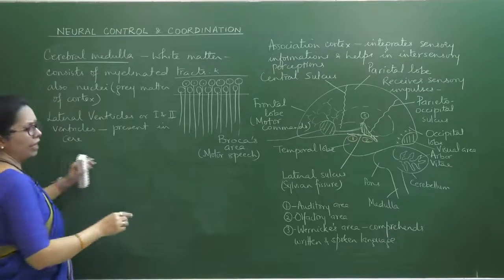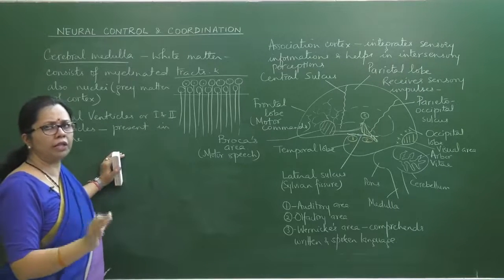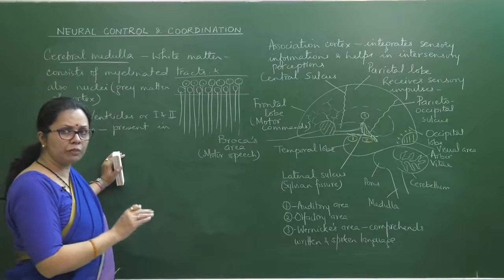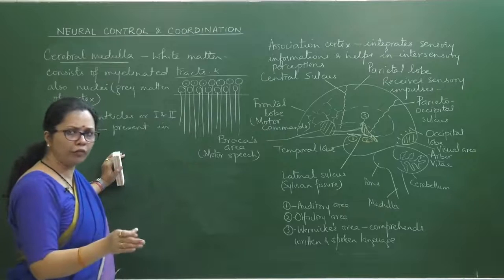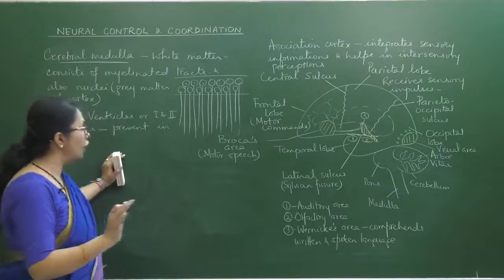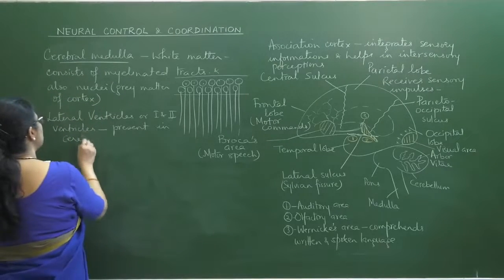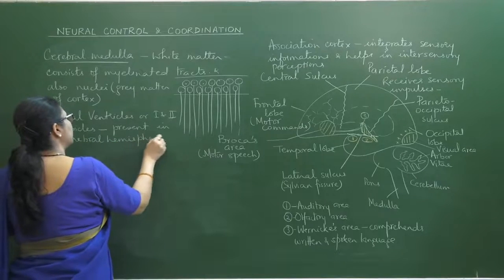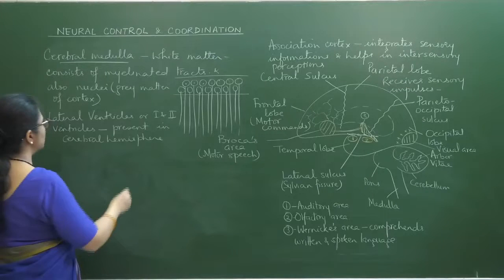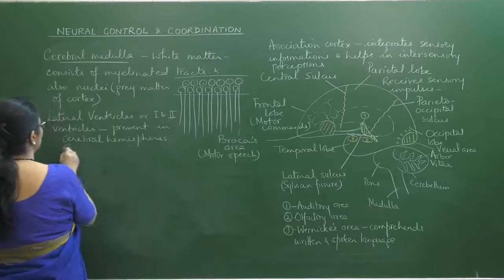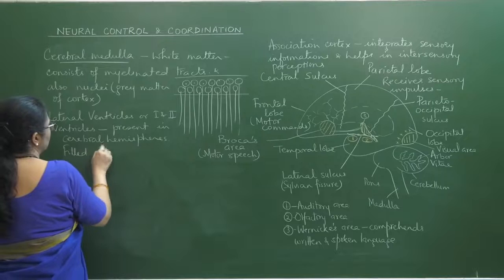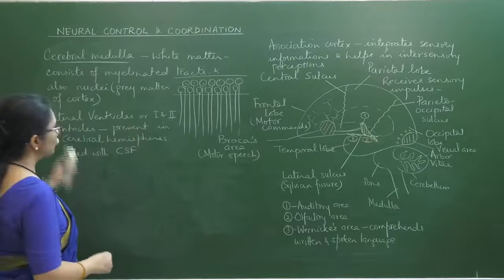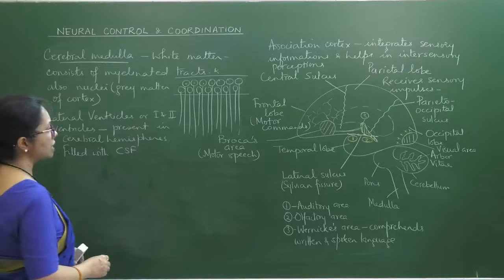And the books clearly write that it is not that for the right cerebral hemisphere you have to take the first ventricle, or for the left you have to take the first. They are simply called first and second. Okay, so these lateral ventricles are present in the cerebral hemispheres, and these are of course filled with CSF. Okay, so this will do about the cerebrum.